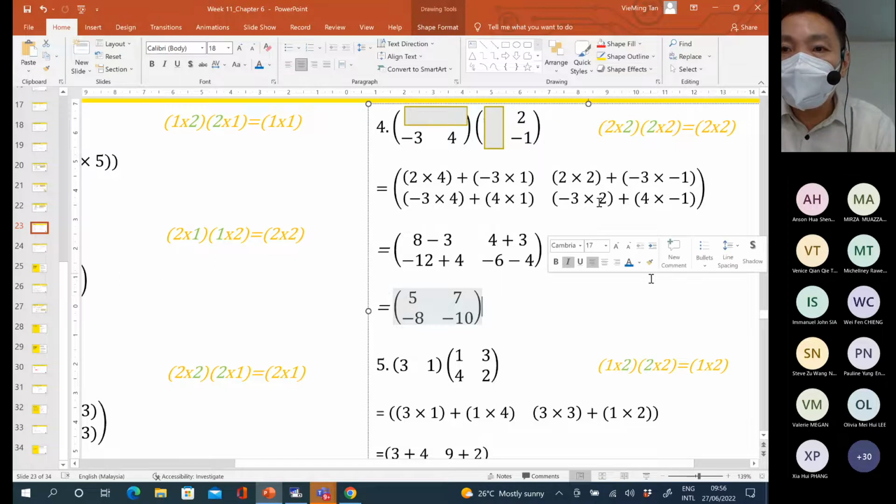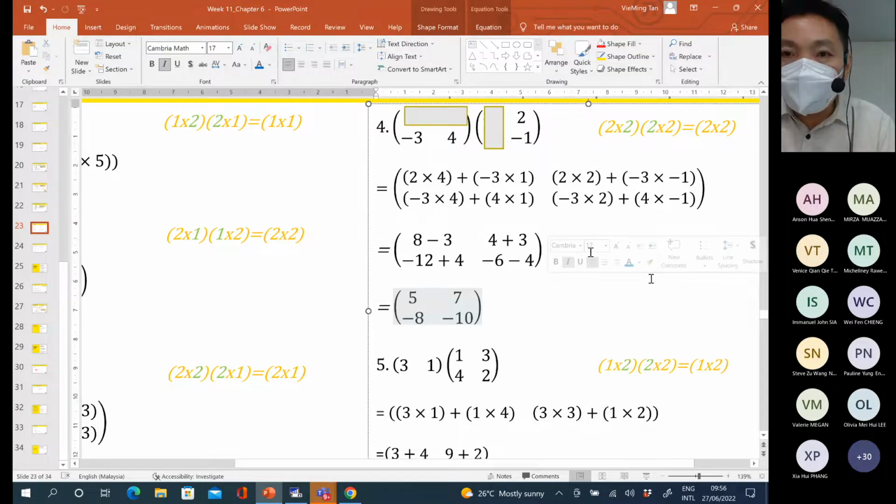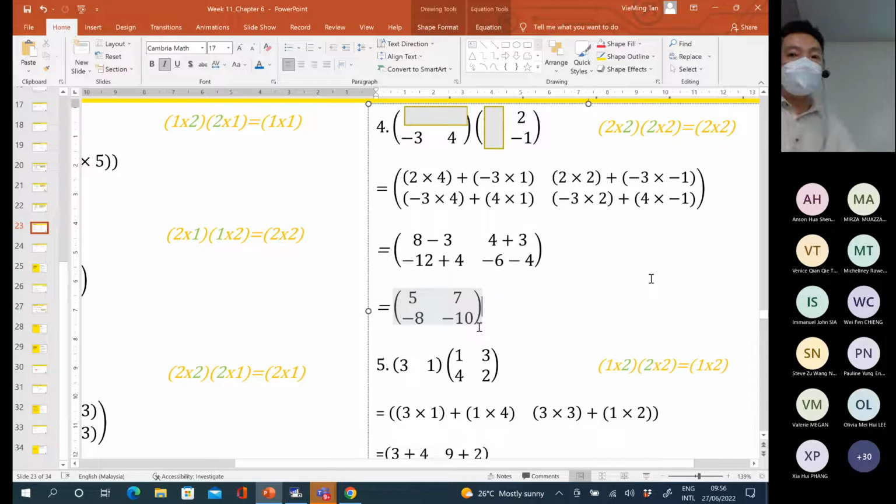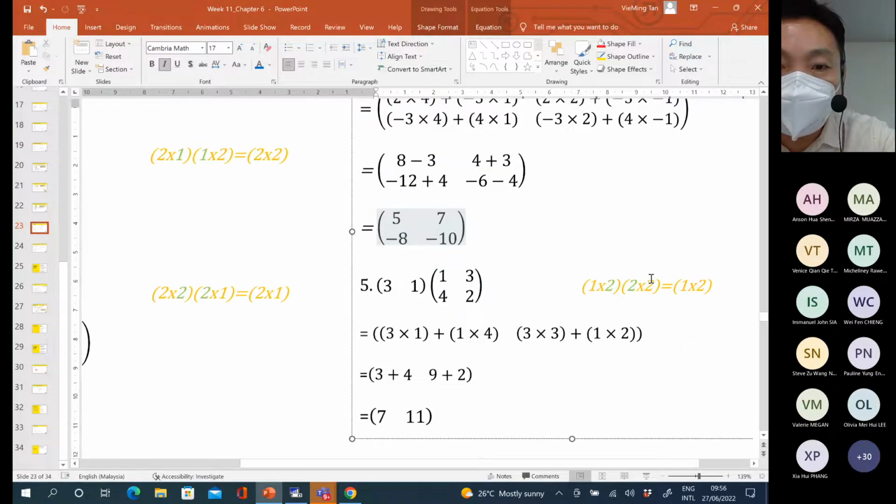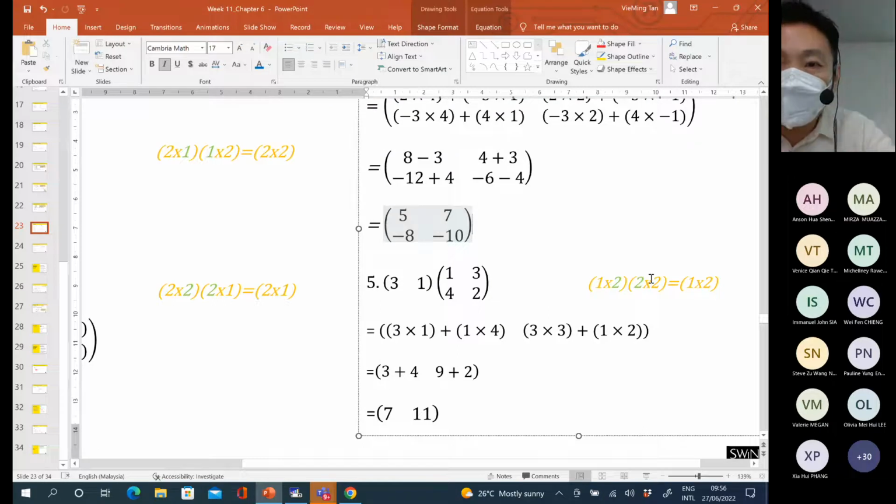Negative 3 multiply 2 plus 4 multiply negative 1. So the answer is equal to negative 10. Okay. Any more examples? Okay, last one for the multiplication activity.